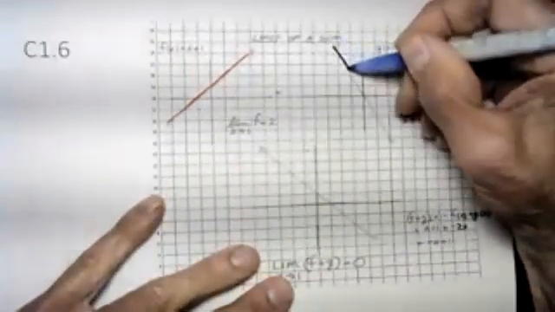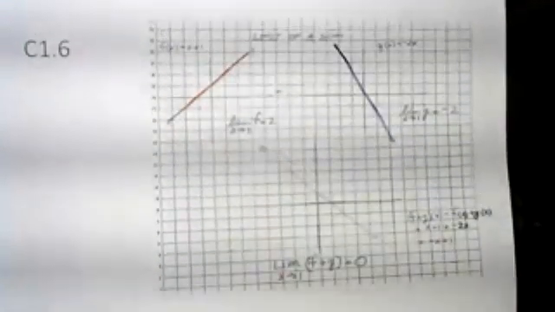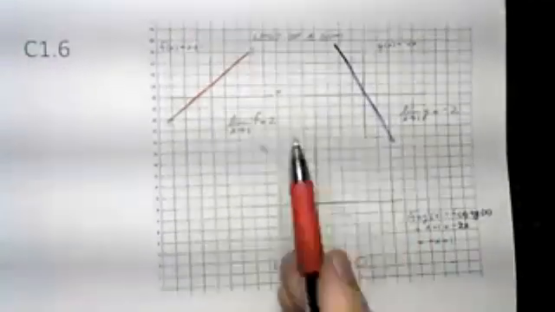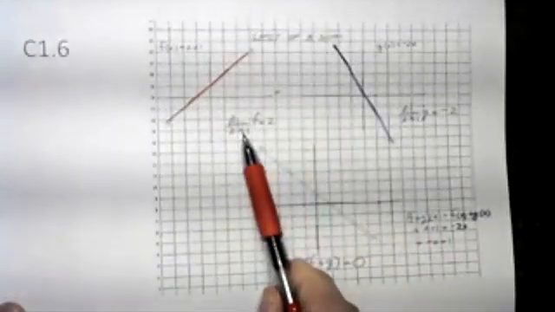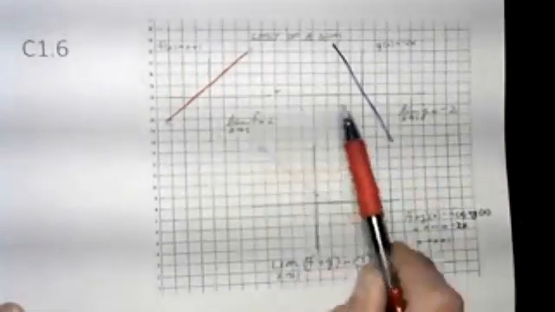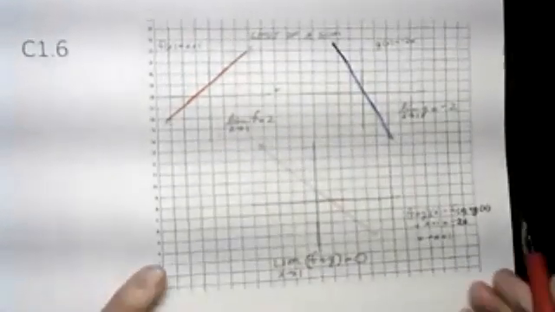Negative 2x is this blue line that's coming down like that, okay? And we are interested in what is the limit of the sum as x approaches 1 in both f and g. So what I want to do is get the sum of these two functions. I'm going to take x plus 1 plus negative 2x. X plus 1 plus negative 2x gives me negative x plus 1.